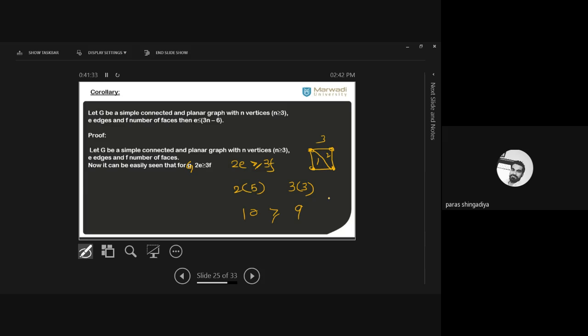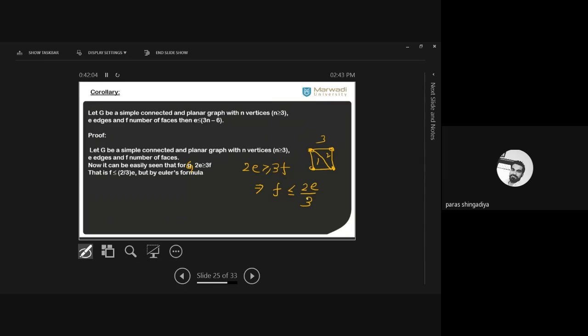So now from this data we have 2e greater than or equal to 3F. Clear? Now consider F as the subject. Make F the subject from this. What will you get? F is less than or equal to 2e divided by 3. Is it clear?